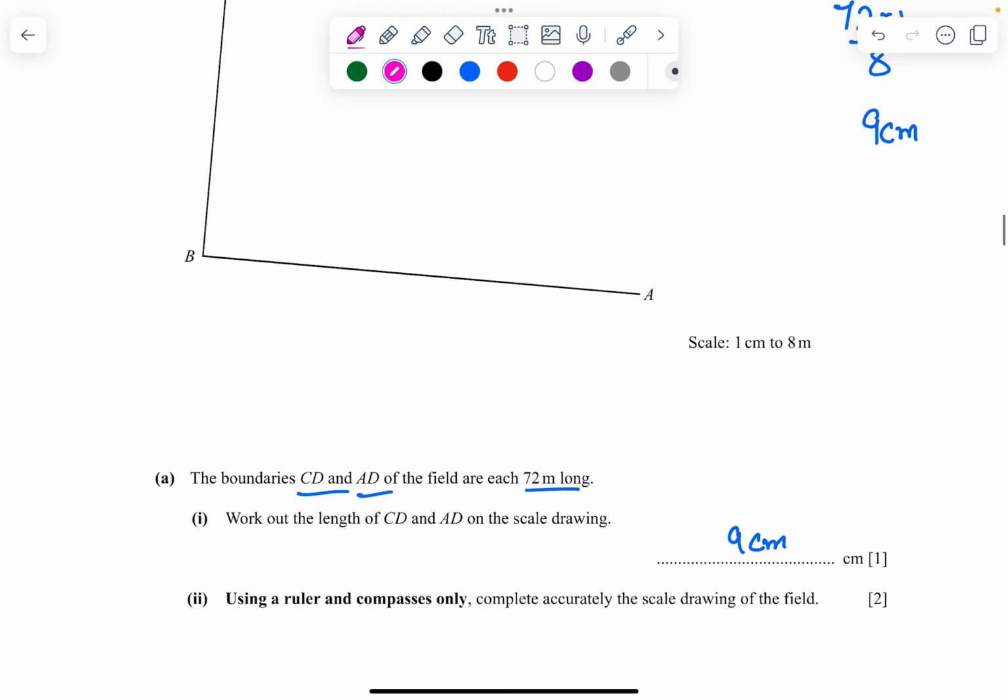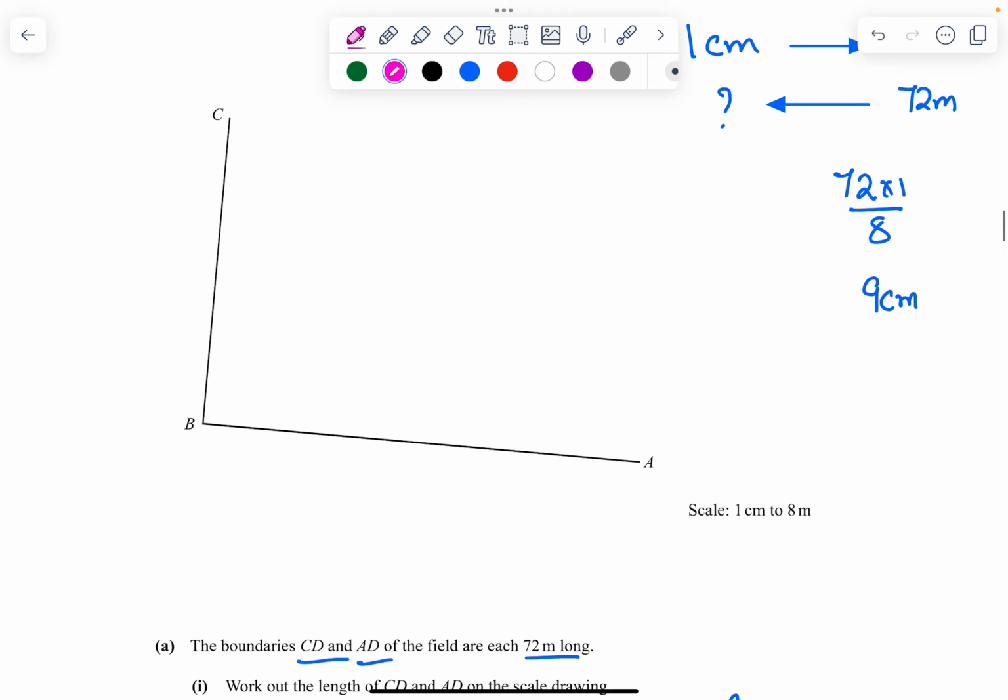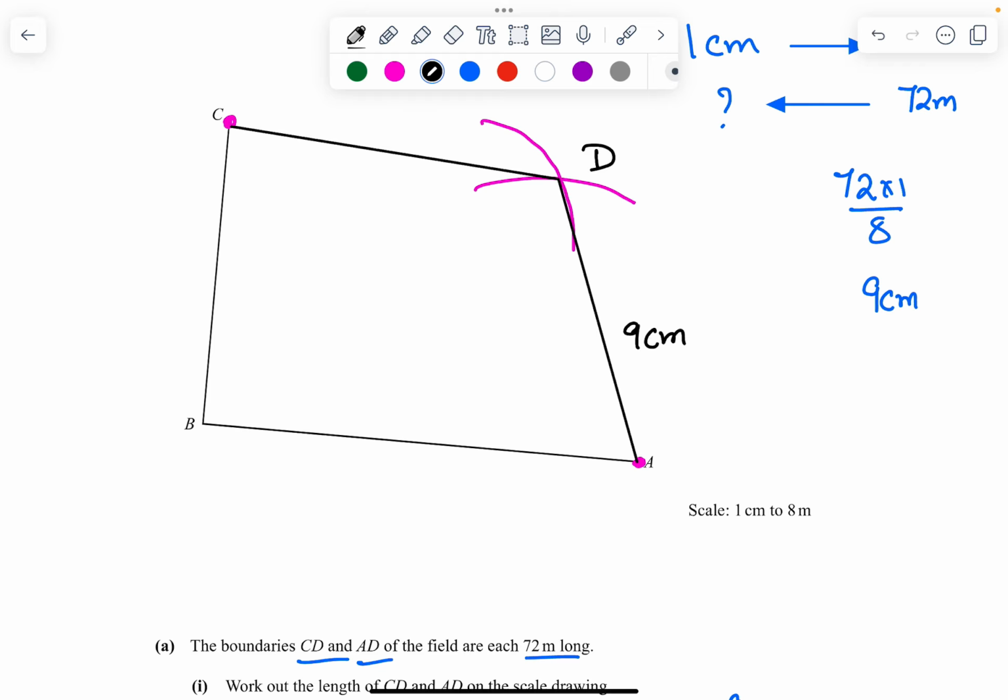Next, use ruler and compass only. Complete the scale drawing of the field. So from A and from C, draw an arc of length 9 centimeters. Both intersect at a point. That's going to be D. So this is 9 centimeters. This is point D and 9 centimeters.